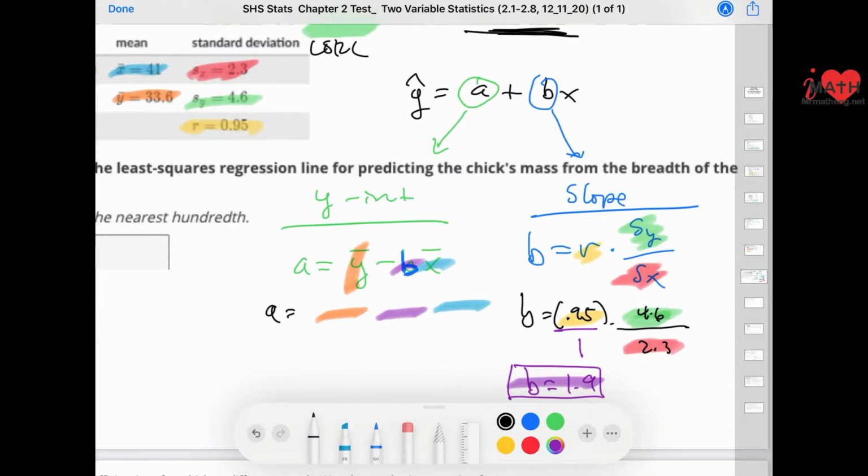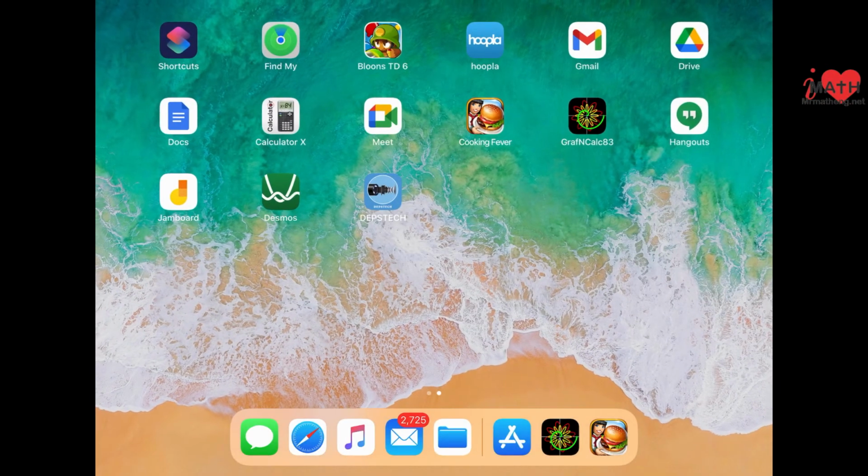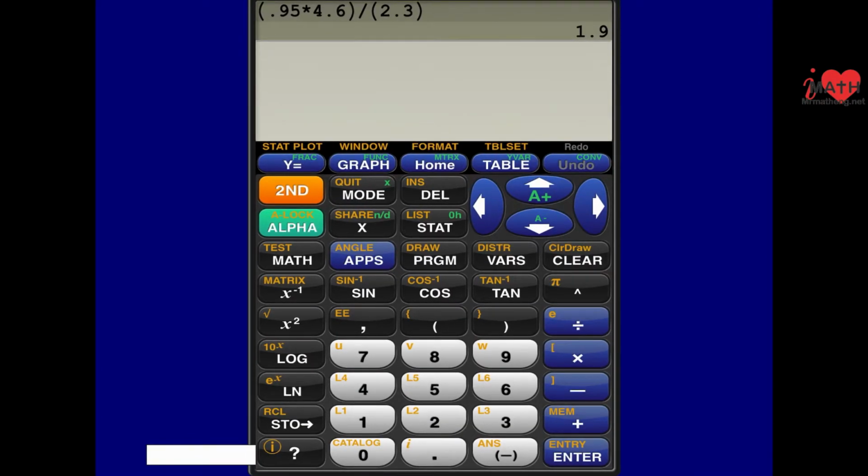So y bar is 33.6 minus a b value, which we just found, which is 1.9 in purple there, and an x bar that is 41. Okay, remember I'm going to do PEMDAS here, so I'm going to multiply those two numbers. Again, let me take a picture so you can actually see the calculations I'm putting into my calculator. I think it's super helpful.